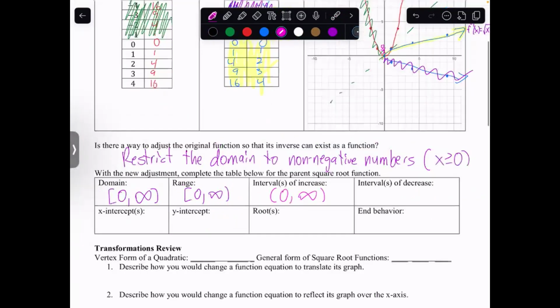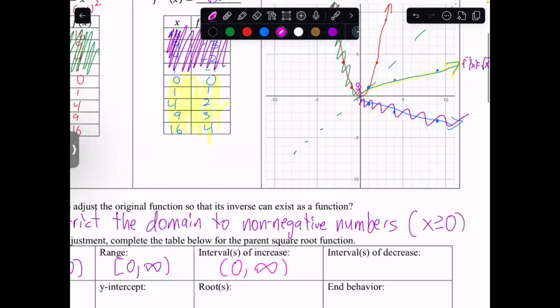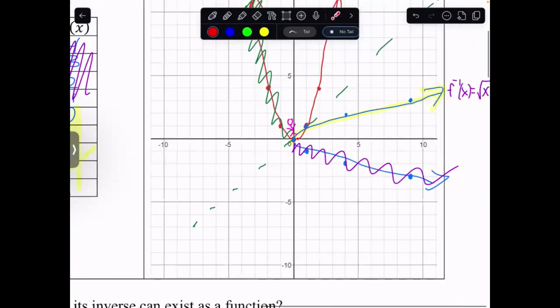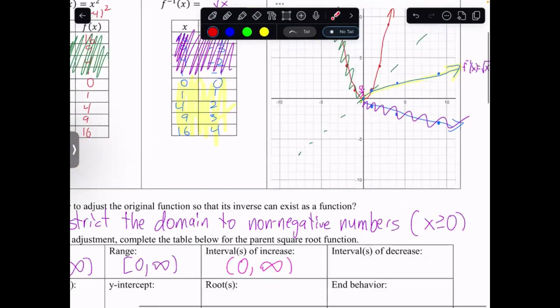Interval of decrease: you're never walking downwards. Again, you always walk from left to right. So you're walking upward the whole time. You're never walking downward. So there's no interval of decrease.